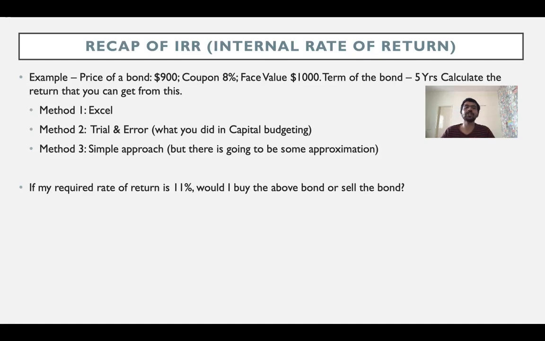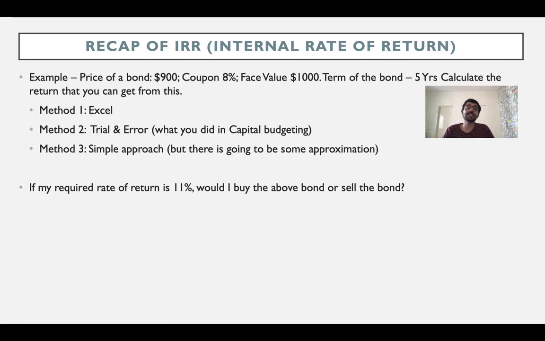I end this lecture, I have a simple question for you. If my required rate of return, right, I have a required rate of return of 11%, which means when I'm investing in this bond, given the risk characteristics of this bond, I want a return of 11%. The bond in the market is offering me 10.68. We actually calculated the IRR and we saw that the answer was 10.68%. Now the question is, will I buy the bond or will I not buy the bond?